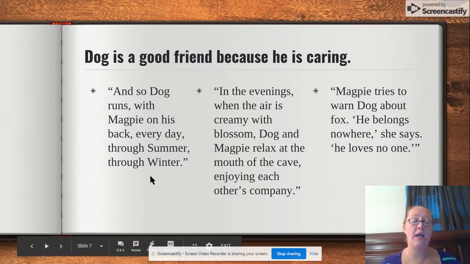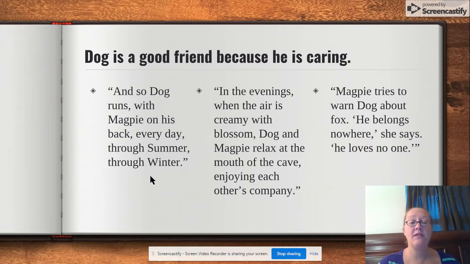So my first quote here. "Dog runs with Magpie on his back every day through summer, through winter." I think this part here about how he does it every day through summer and through winter is really important. Even when he's hot, even when he's cold, even when he might be tired, he still does it. That shows that he does it for Magpie, that he cares about her because he knows that she enjoys it.